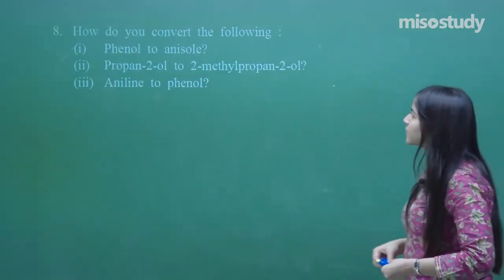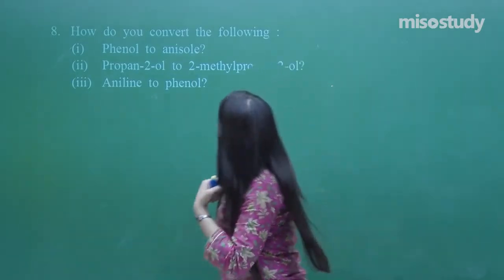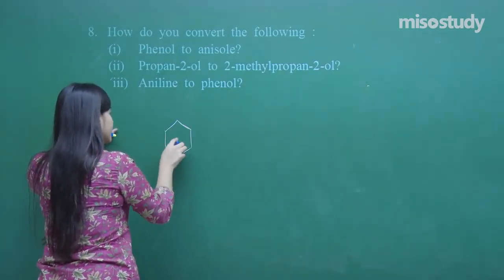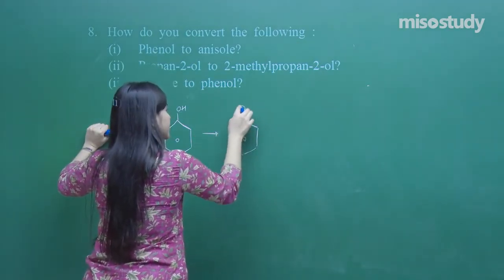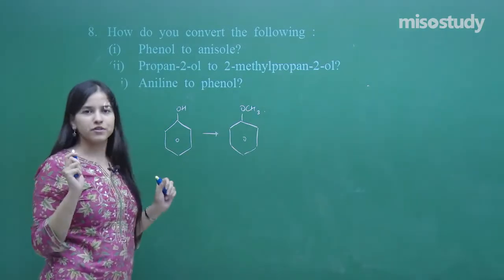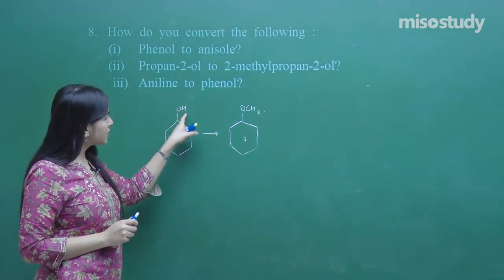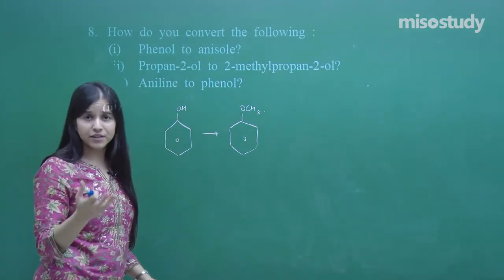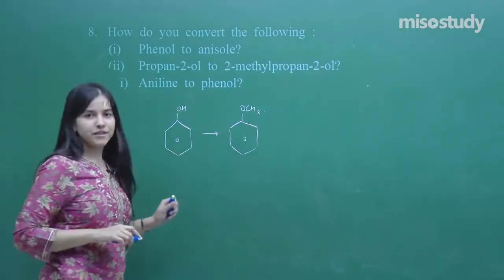Next, 8th, how do you convert the following? Now comes the conversion, my favorite part again. Okay, phenol to anisole. Phenol is this. I need to make it OCH3. So see here, just try to think about it in minimum steps. I just need to replace this H with CH3. If I make this H labile, that means very easily removable, then I can attach my CH3 very well, right?